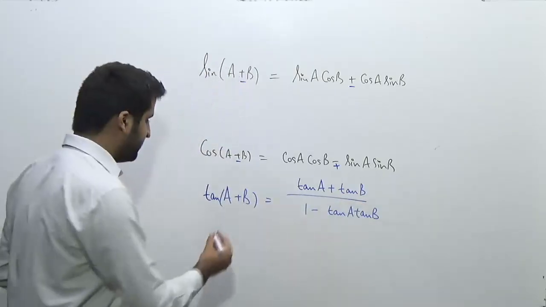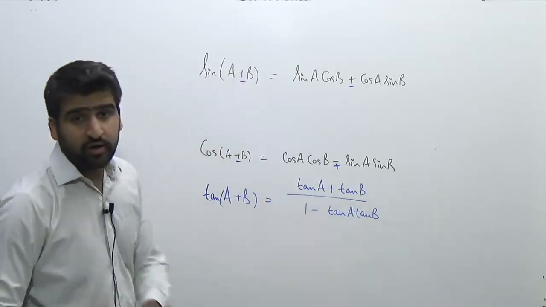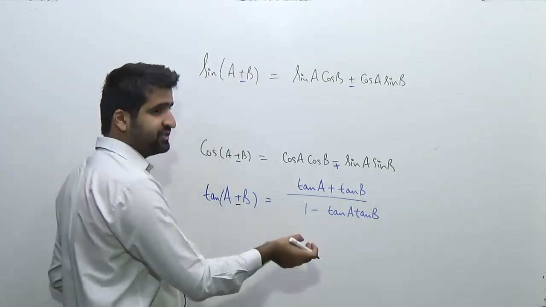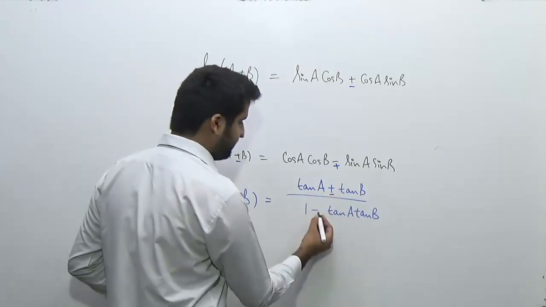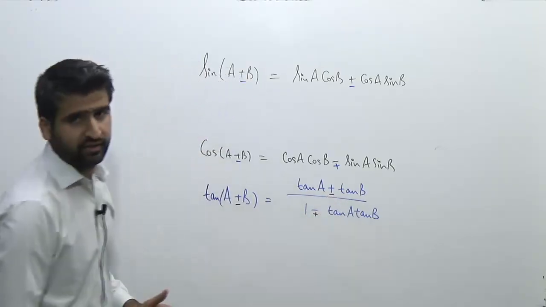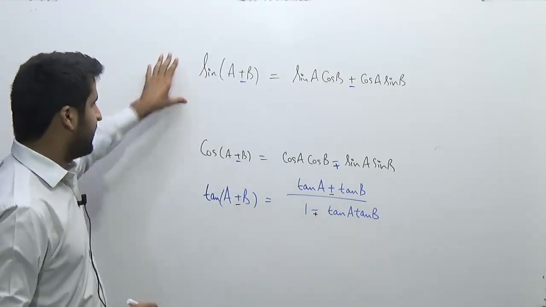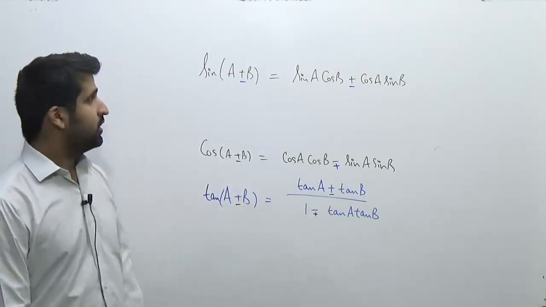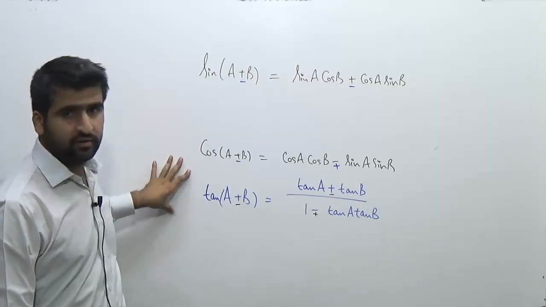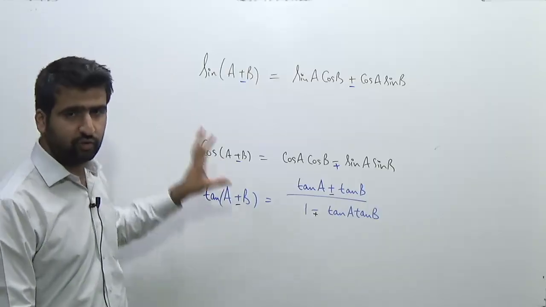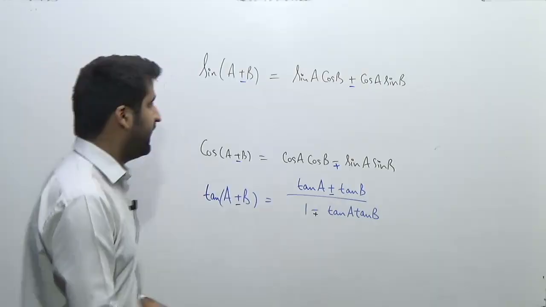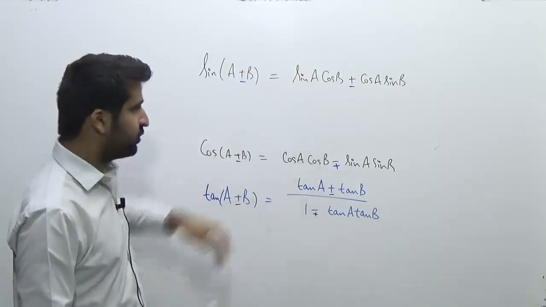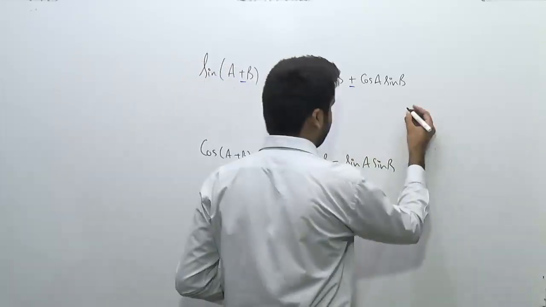And similarly, if I want the formula for tan of A minus B, in that case all the plus signs will change to minus and the negative sign will change to positive sign, similarly as we did in the case of sin theta and cos theta. So these are the three addition and subtraction formulae which you will have to learn by heart. And how did we get this formula? We just divided these two. If you want to prove it, then I can do it for you.